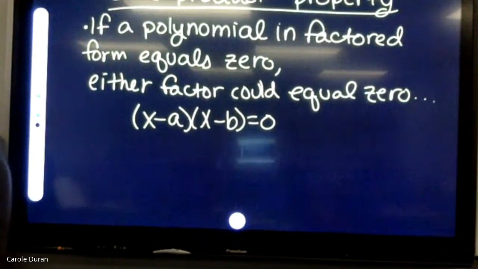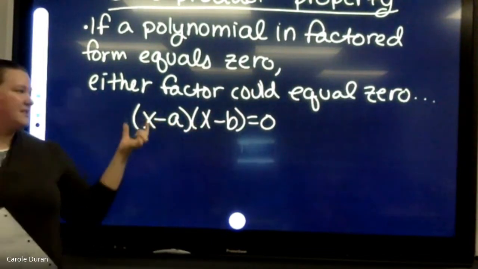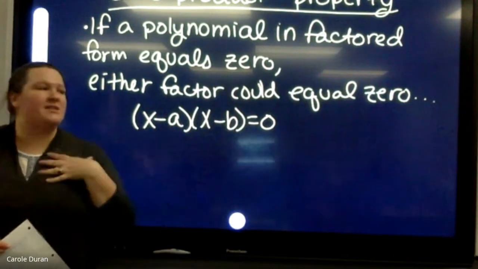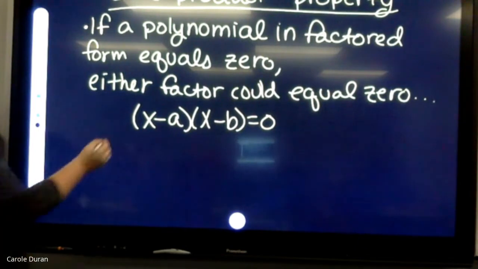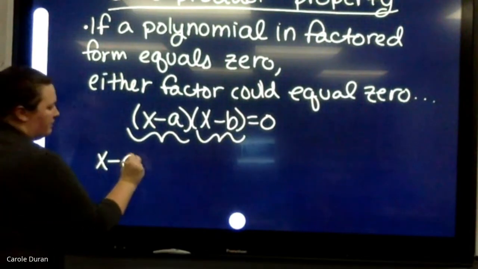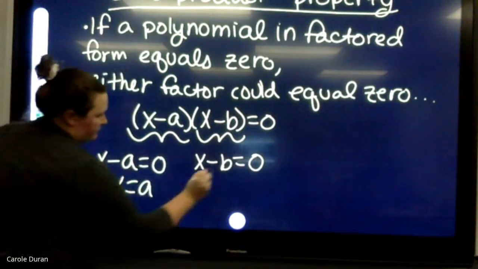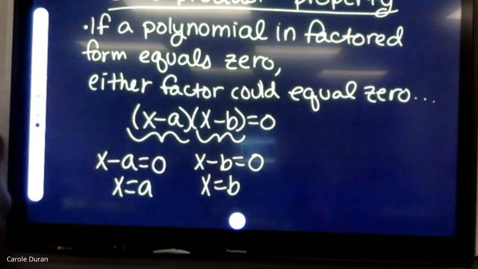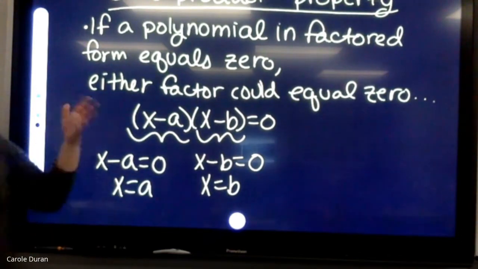In order for my entire polynomial to equal 0, either one of these could equal 0, correct? Because 0 times a number is still 0. So this is something we already practiced when we factor quadratics and solve them out, which means to find the zeros. I would take each of those factors separately and set them equal to 0 to solve. Again, this is something we already do with quadratics. We're just extending this now into polynomials. So x equals a. Well, yeah, but a and b, of course, would be some numbers.